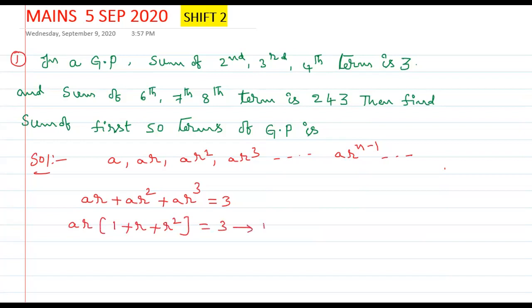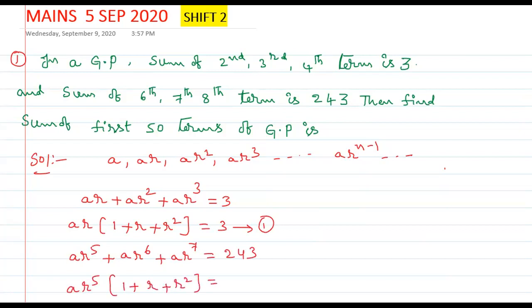This is the first one. Next, the sixth, seventh, eighth terms. Sum of those terms: the sixth term is AR power 5 plus AR power 6 plus AR power 7. The sum of the three terms is 243, given. Here take AR power 5 common. Remaining is 1 plus R plus R square. That is equal to 243. This is the second.